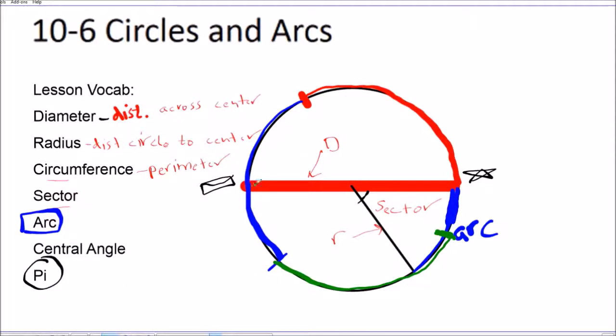It's how many times do I need to take the diameter and wrap it around the circle to get all the way around? And the decimal approximation we use is 3.14. So if it takes about 3.14 diameters to go all the way around the circle, let's try to formalize that.